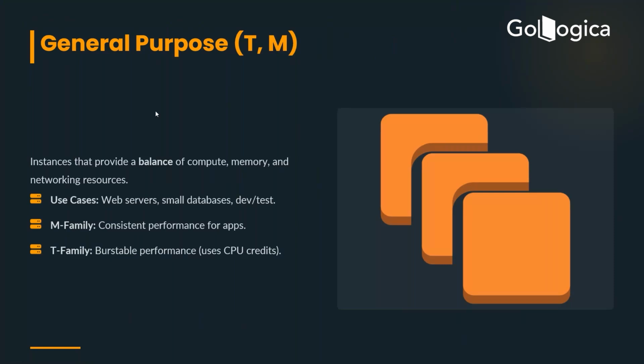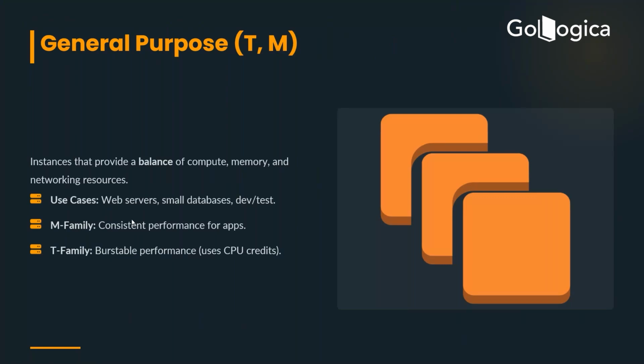So when we say balance, that means if you have a broad array of requirements where you don't know whether you need more RAM or more CPU, you don't have any idea, you can go for general purpose. General use cases are web servers, small databases, and dev test environments. You can go for T and M, the general purpose instance types.